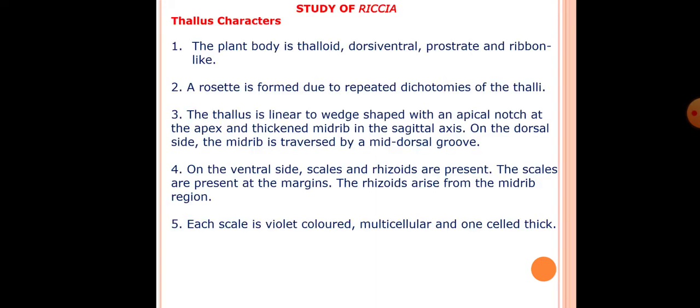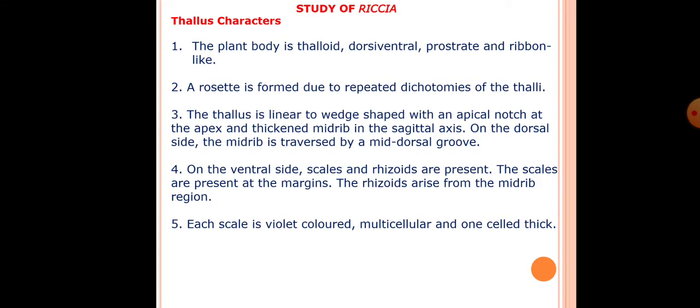Today we see the practical number 4, the study of Riccia. Riccia belongs to Bryophyta. The characteristic feature of Bryophytes is that the plant body is thalloid. That means they do not have roots, stem and leaves, and they mostly live in moist shady places, on bark of trees or on rocks. One example, Riccia, we study here for practical purpose.